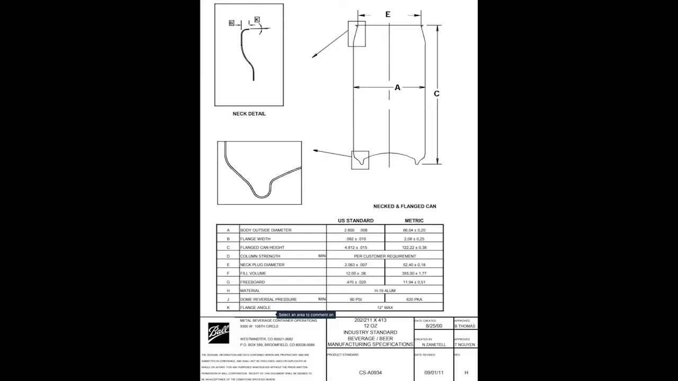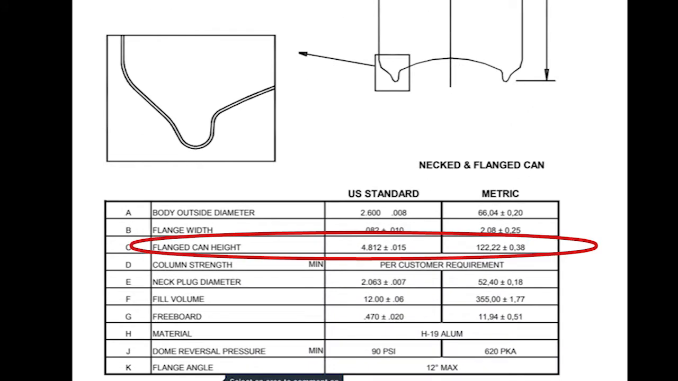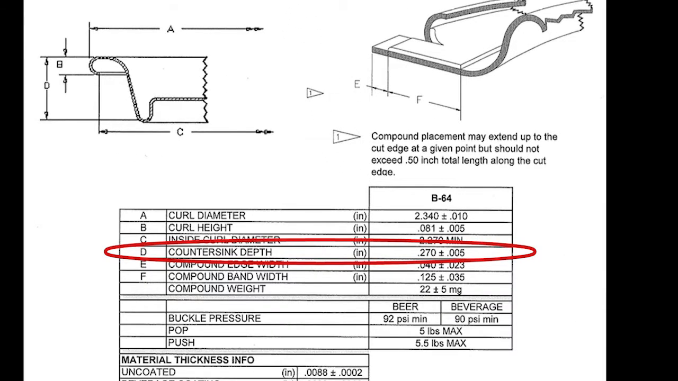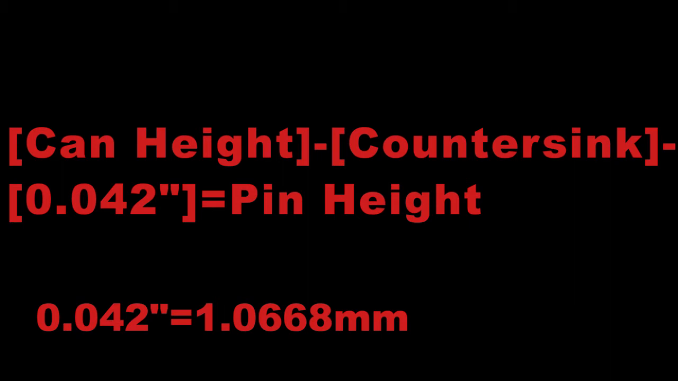For this calculation, take the flange can height, which can be found on the can body specific spec sheet or measured with calipers, and minus the countersink, which can be measured with special tooling or found on the end specific spec sheet, minus 0.42 of an inch, which is an accepted deflection value that accounts for material properties.